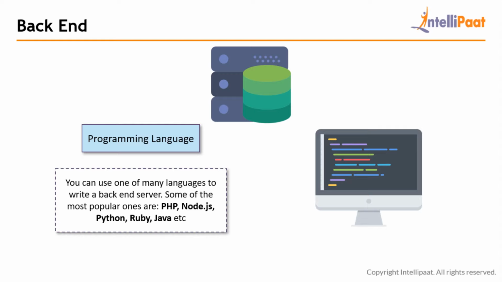So there are many languages that you can learn. One of these is PHP. There's Node.js, which is basically JavaScript running on the servers. So if you know JavaScript, you can learn both the front end and the back end. There's Python, there's Ruby, there's Java. There are many other languages that you can use to build the back end. However, these are the most popular ones. And so if you learn one of these, you will be good to go.